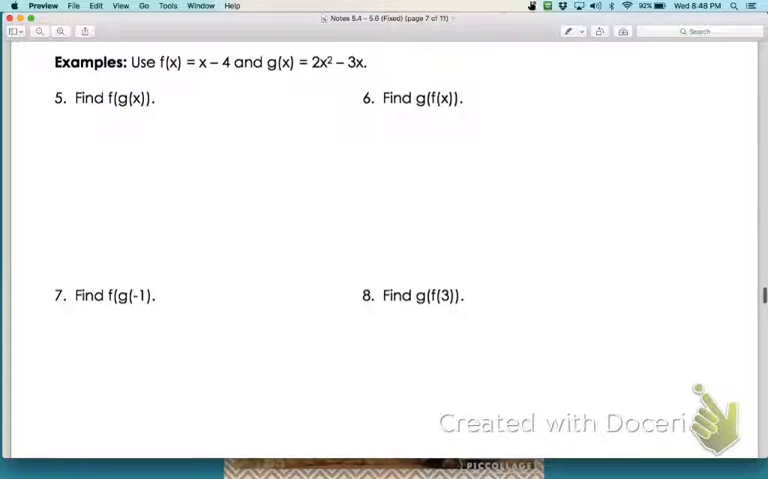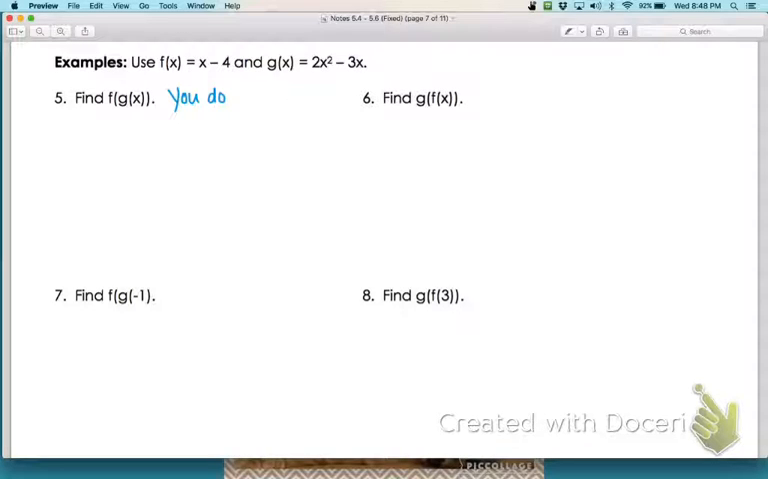For 5, 6, 7, and 8, I'm not going to do every single one here, but I just want to point out you have to be real careful with the squareds, okay? F of g of x is a pretty simple one. So I would like for you to do this one. That will need to be completed when you come in tomorrow.